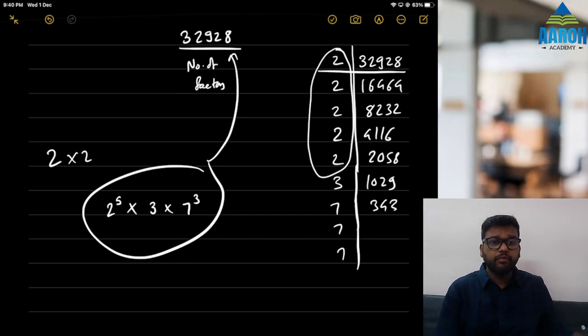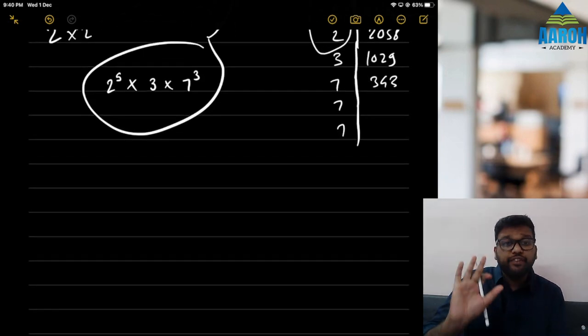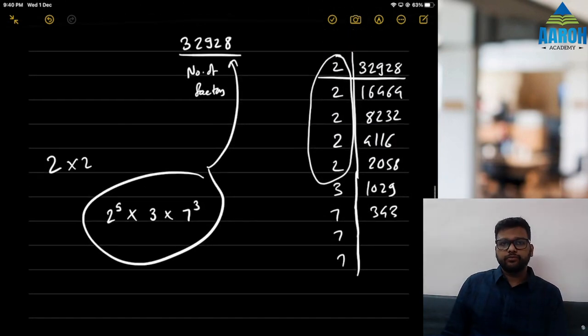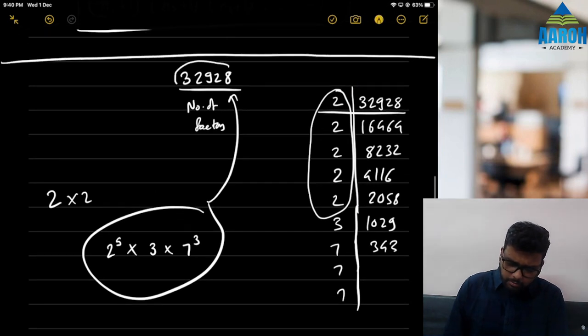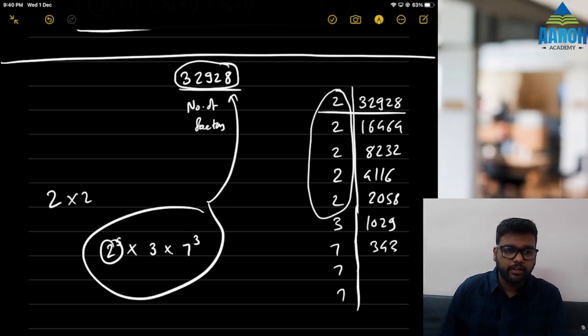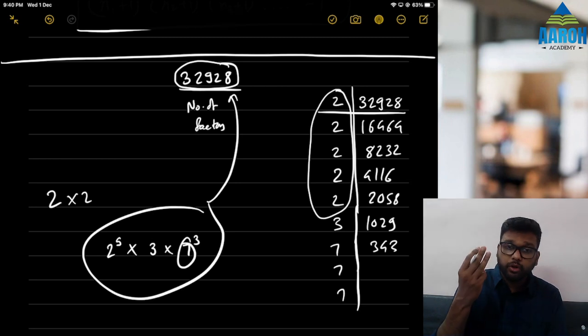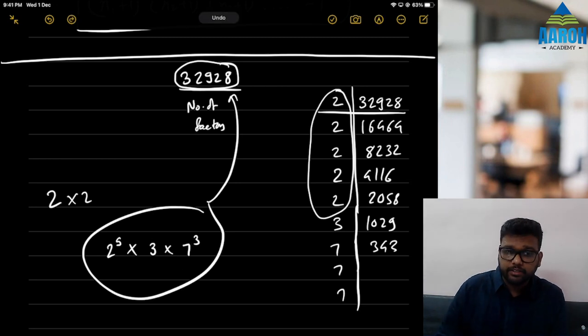Now understand, we want to find number of factors of 32,928. To get any factor, understand, any factor. Factor means what? Number which divides this. Now we know that 2 divides 32,928. We also know that 3 also divides that number. We know 7 also divides that number. But not only these 3, these are prime factors.